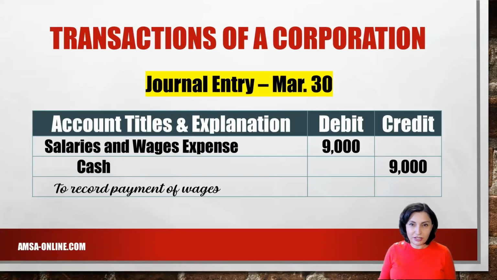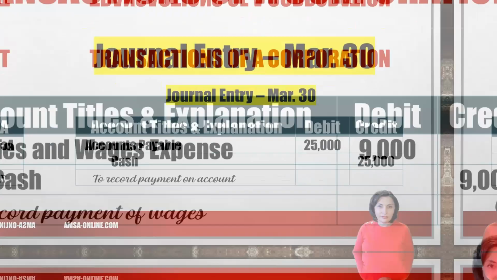On March 30th, the company paid wages of $9,000. This transaction is recorded as an increase or debit to salaries and wages expense account for $9,000 and a decrease or credit to cash for the same amount.